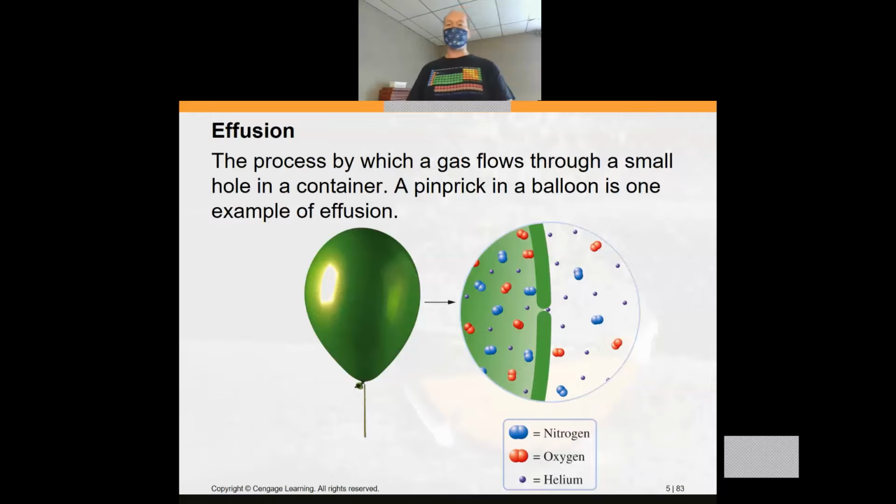When you have effusion, that is when the gas is going through a small hole. You can either have a very small hole in a balloon. Normally what we do is we have a foil over, so you have your gas in here, and then we poke a little pinhole in the foil, and we get the rate of the gas effusing through a small hole. So this is the gas that flows through a small hole in a container.